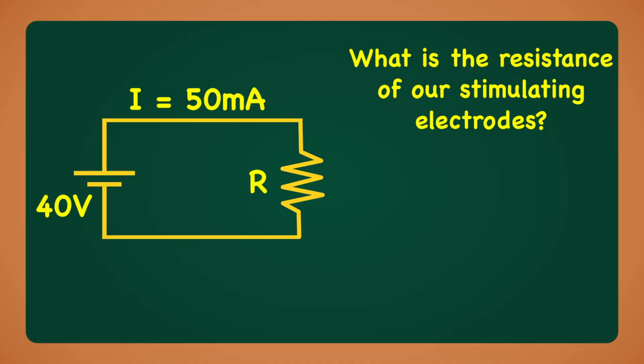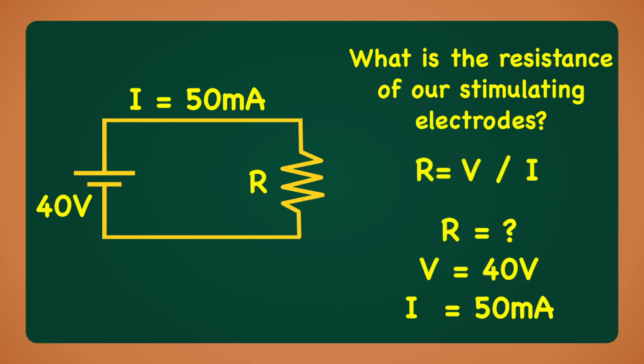Welcome back. Did you solve the problem? Let's go through the solution step by step. V equals I times R. We can rearrange the equation to R equals V divided by I. In this case, we will represent resistance with an R, we will set V to 40 volts, and I to 50 milliamps. Again, in order to use the equation, we need to do some conversions.